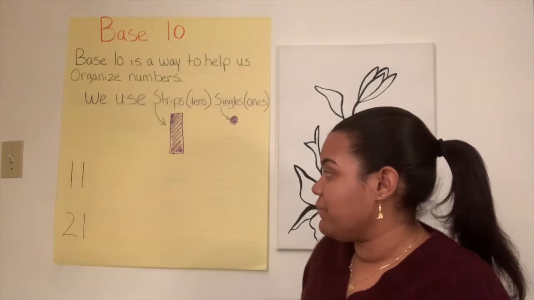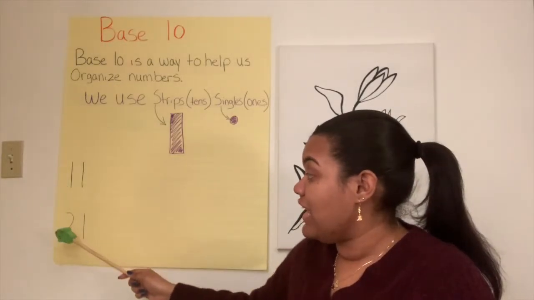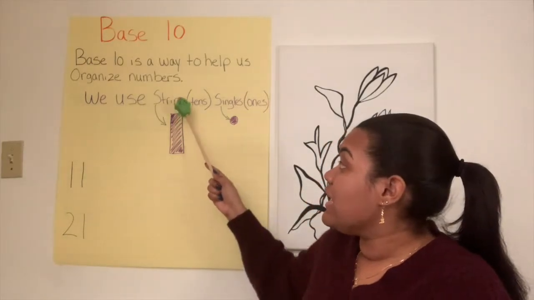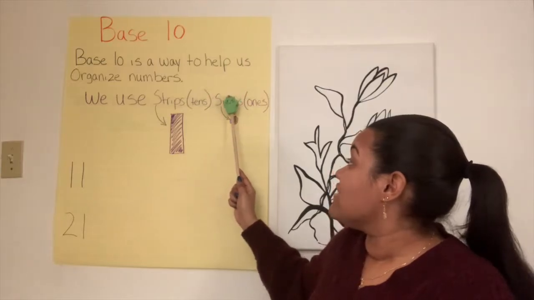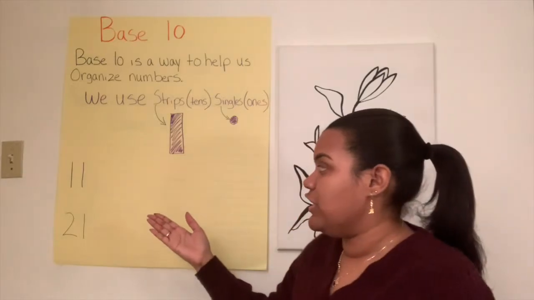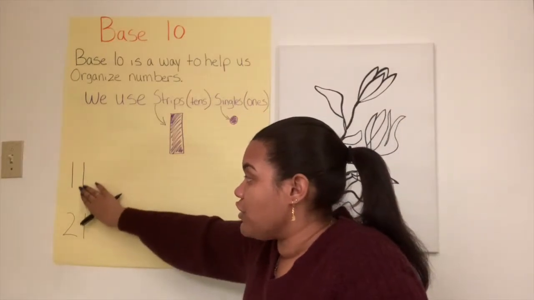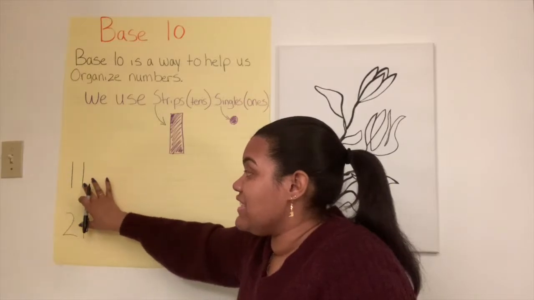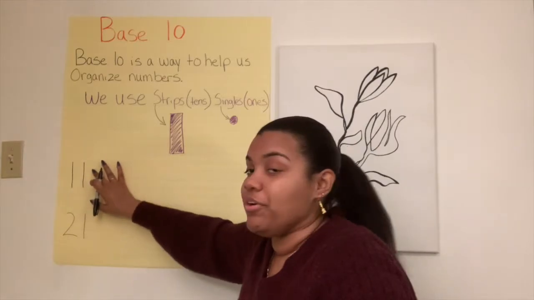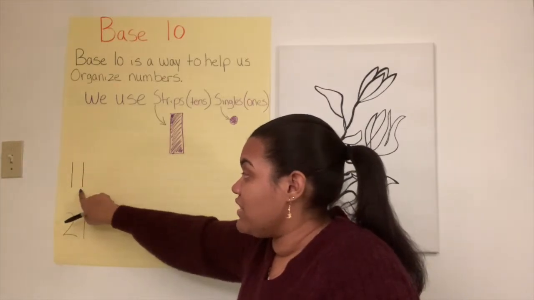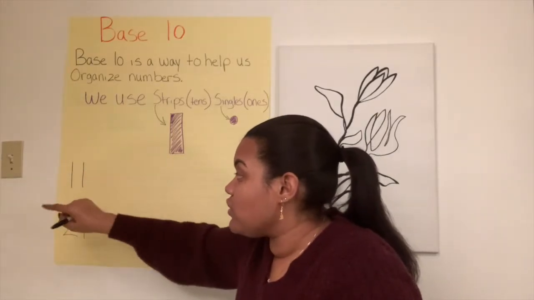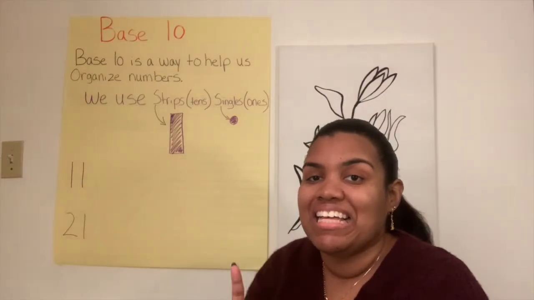So take a look over here. We have two numbers. We have 11 and we have 21. Now we're going to be showing these numbers using strips for the tens and singles for the ones, okay? So we have the number 11 right here. Let's look at the ones first. So we know that this is the tens and this is the ones, okay? When we're looking at the number that's in the ones, we see that there is 1 one over here, right? And then when we look at the tens, we see that there is 1 ten, okay?